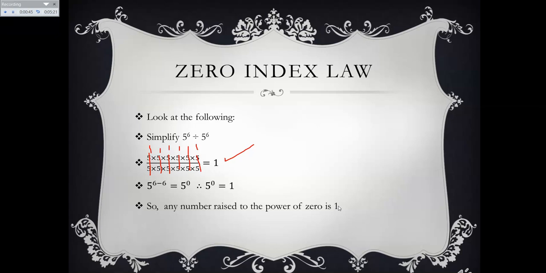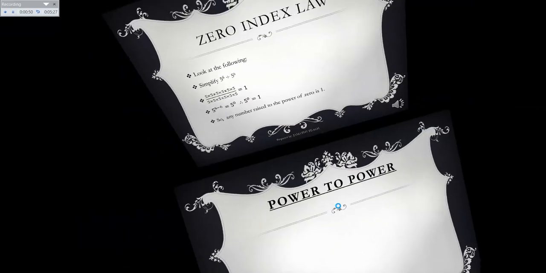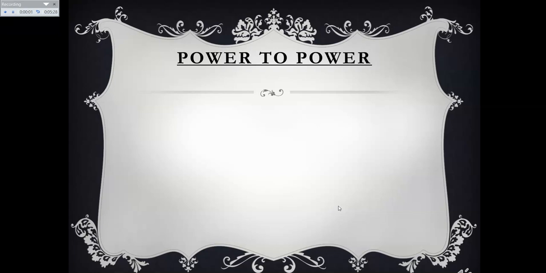If somehow the teacher decides to ask you what is pig raised to the power of 0, it is 1. The next law, that is the power to power law. The power to power law has to do with you having an index raised to another index. For example, let's look at this question. We have b squared raised to the 3rd power.